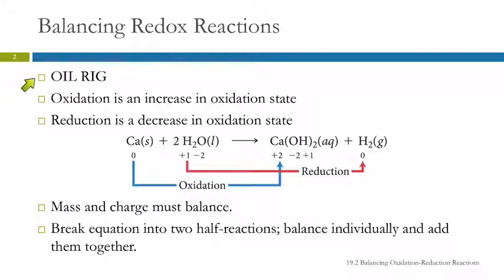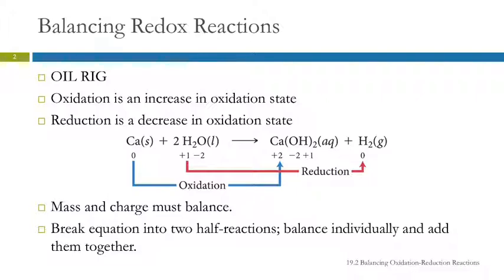So OIL RIG can help us to recognize oxidation and reduction. Oxidation is loss of electrons, reduction is gain of electrons. Or we can look at oxidation states. Oxidation is an increase in oxidation state, reduction is a decrease. And so we have an example here, calcium going from 0 to +2, that's oxidation. Hydrogen going from +1 to 0 is the reduction.